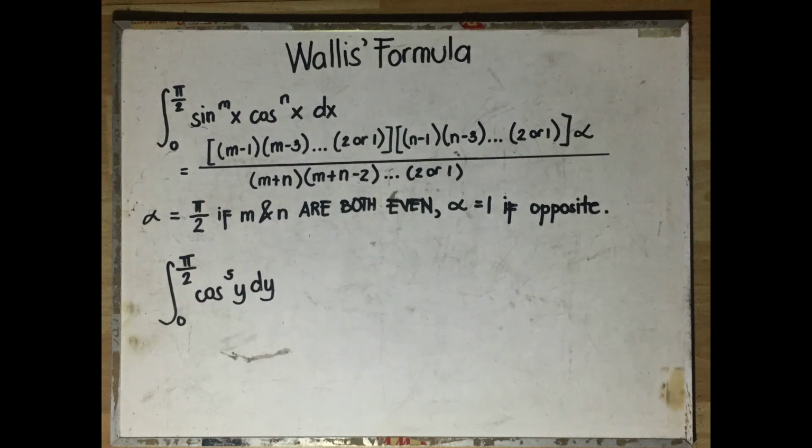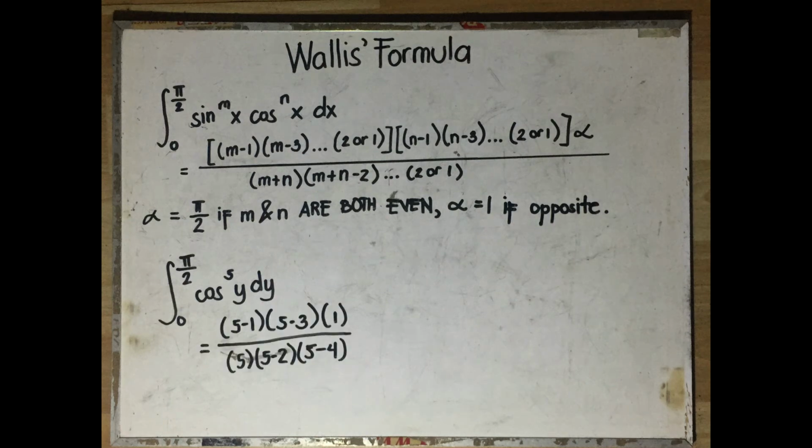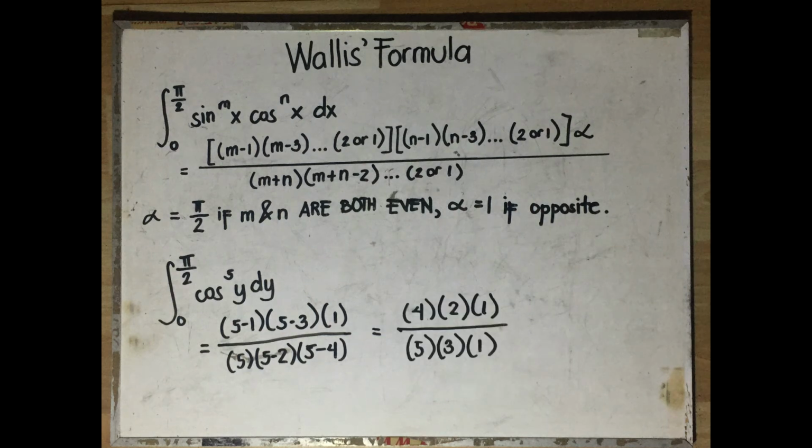Next, the second example. The integration from 0 to pi over 2 of cosine y raised to 5 dy, which is equal to the quantity of 5 minus 1 times the quantity of 5 minus 3. Then, it is multiplied to 1 since your n is odd, over 5 times the quantity of 5 minus 2 times the quantity of 5 minus 4, then 4 times 2 times 1 over 5 times 3 times 1 gives you the final answer of 8 over 15.